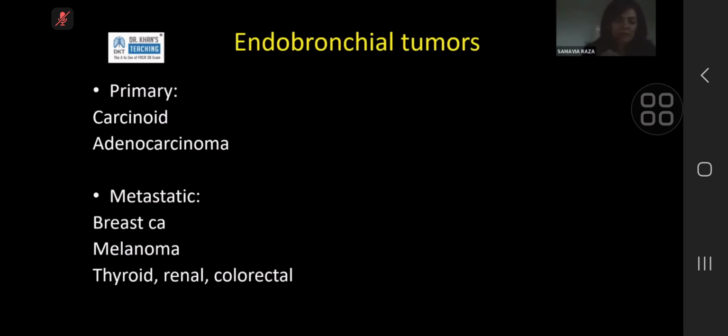This is just reiterating what I said before. Sometimes you get asked in the exam, a very favorite question of some examiners, what are some of the primary sites that give you endobronchial metastasis? In real life, the most common one you will see is breast cancer, but the likelihood of being a carcinoid is going to be higher in an isolated endobronchial tumor.